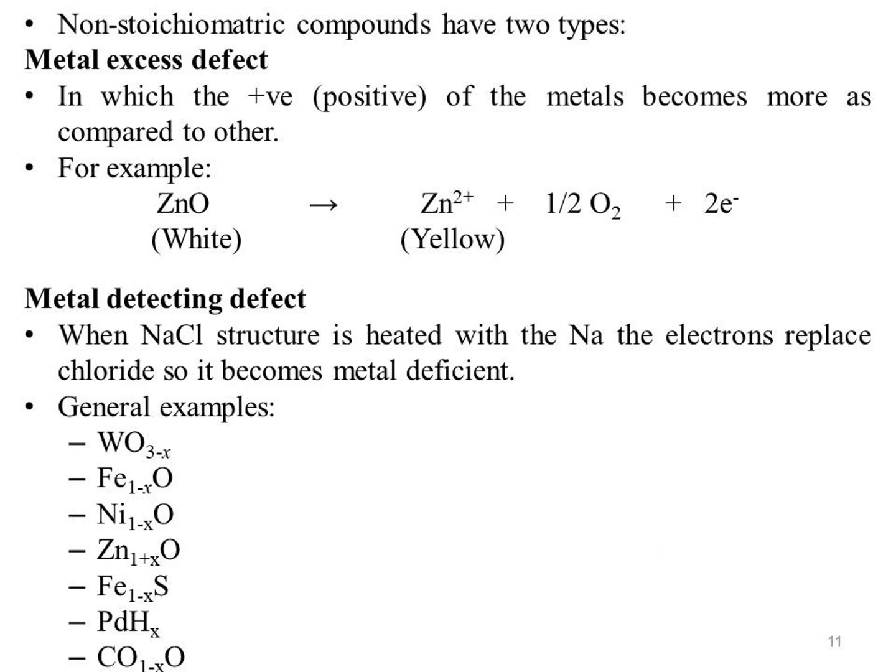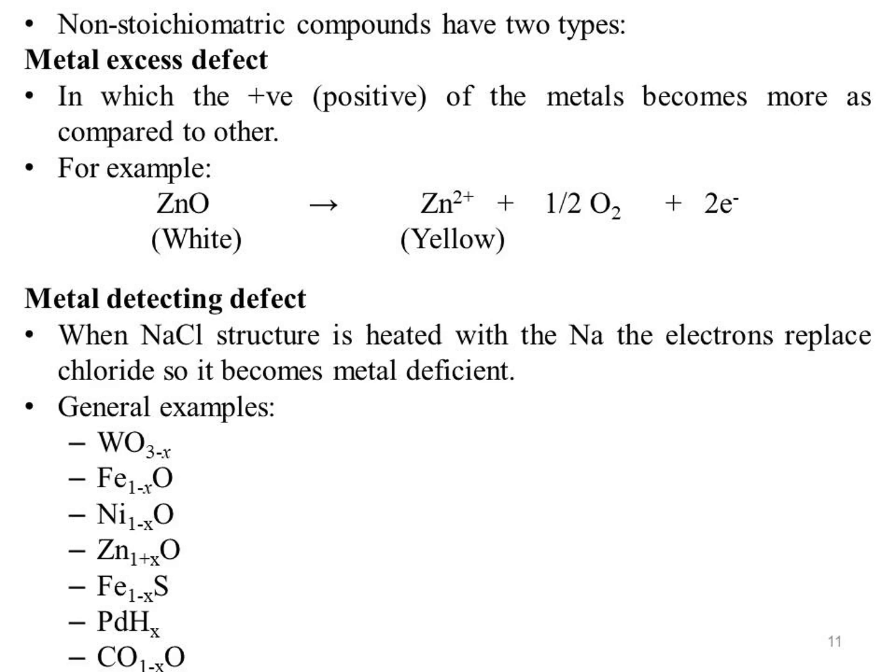Non-stoichiometric compounds have two types: metal excess defect, in which the positive ions of the metal become more as compared to the other. For example, zinc oxide, which is white in color, and Zn2+, which is yellow. Zinc oxide has more zinc by removal of oxygen.